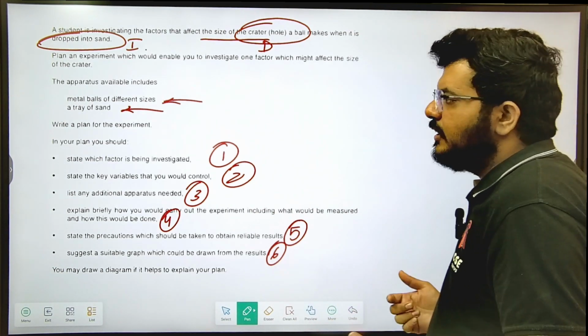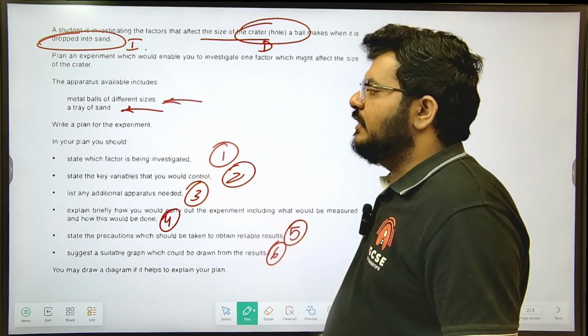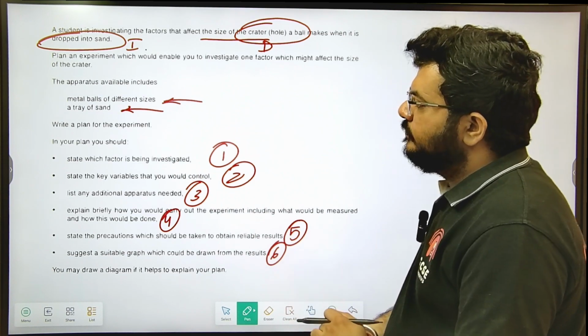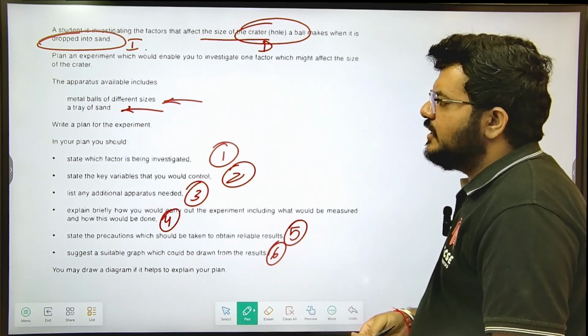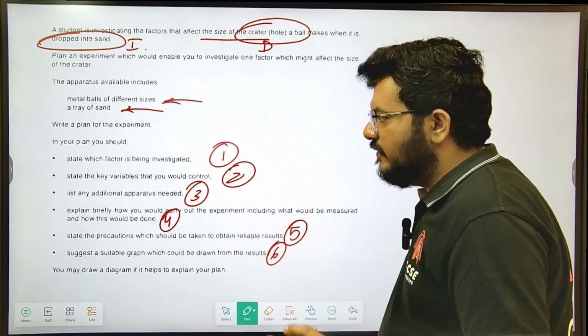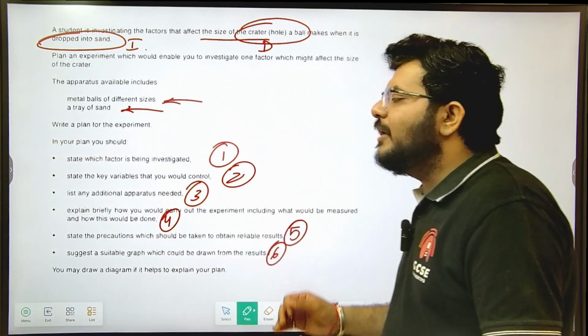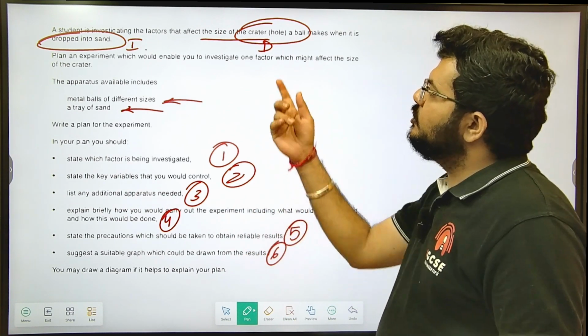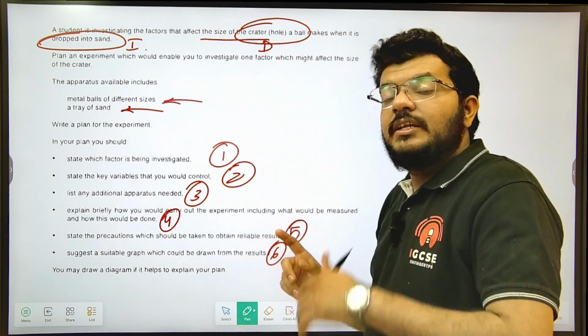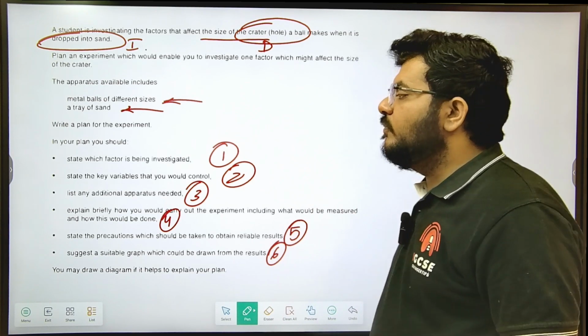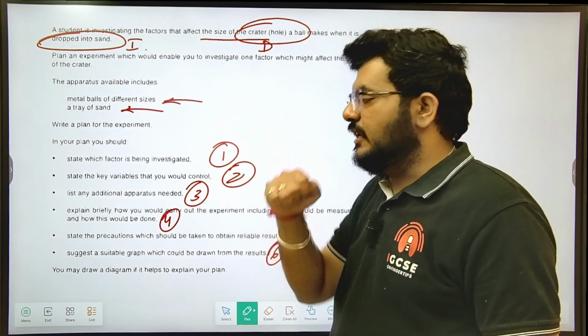You're going to repeat it. Okay, a tray of sand, right? Now, state which factor is being investigated. The size of the crater is being investigated. I would keep the size of the ball constant, but I will keep on changing the height. So here the independent variable is the height of the ball from where it is dropped, because I changed that, right?